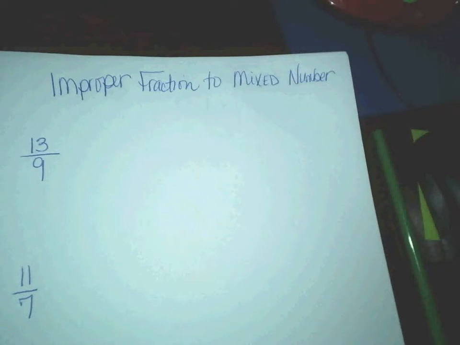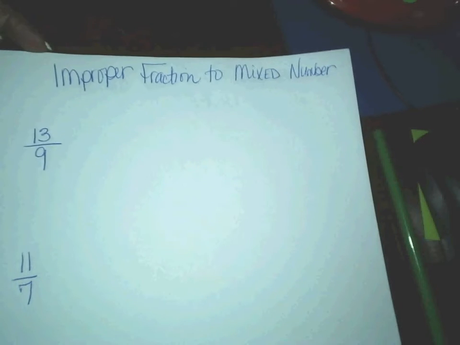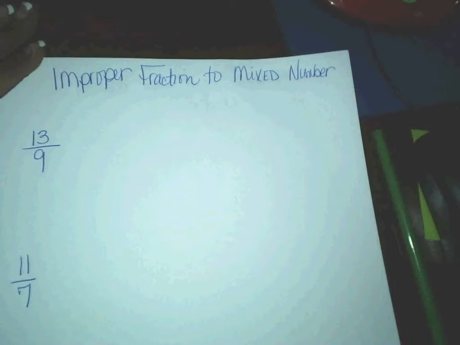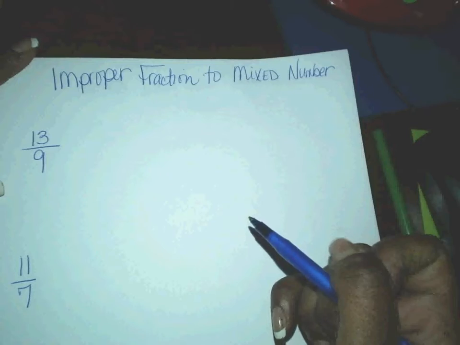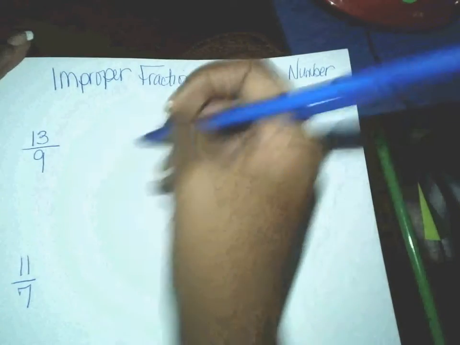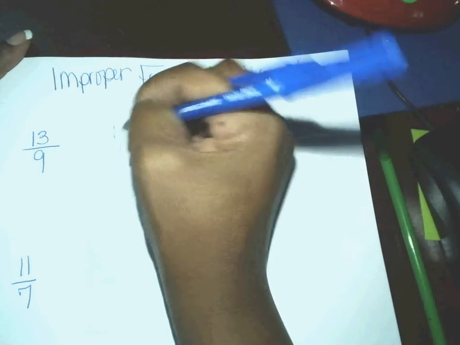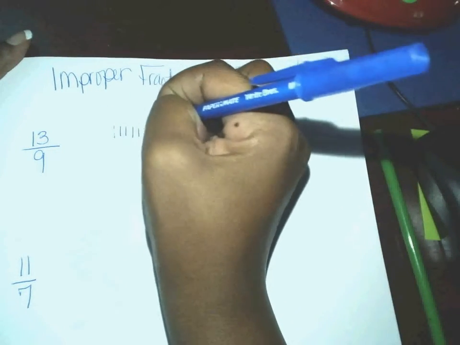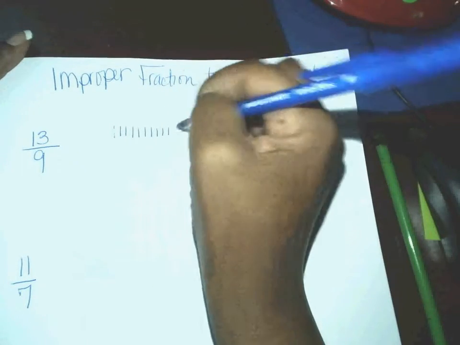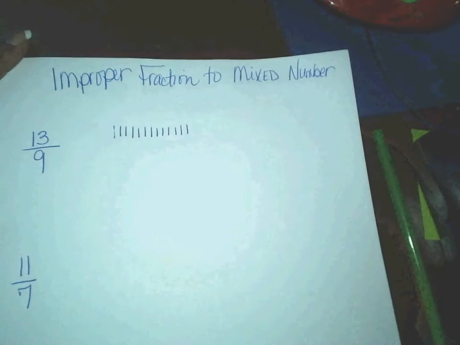So I'm going to show you two ways to do this. One method is called chicken strips, and it's just making tally marks with the number that's in the numerator. So let's see, we have 13 here, so I'm going to write 13 tally marks. So 1, 2, 3, 4, 5, 6, 7, 8, 9, 10, 11, 12, 13.